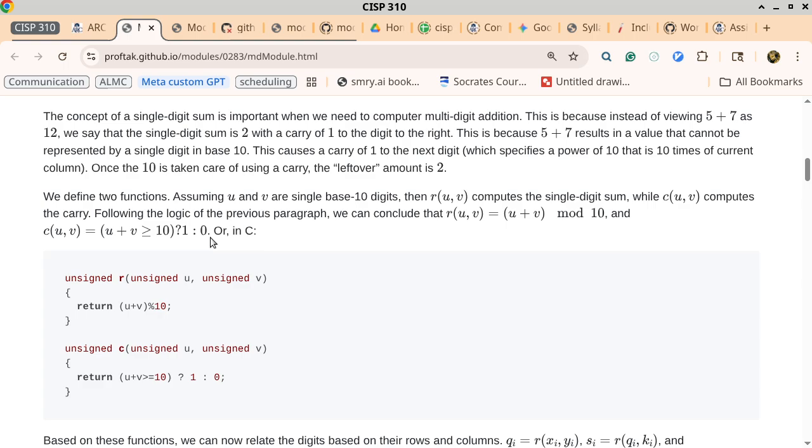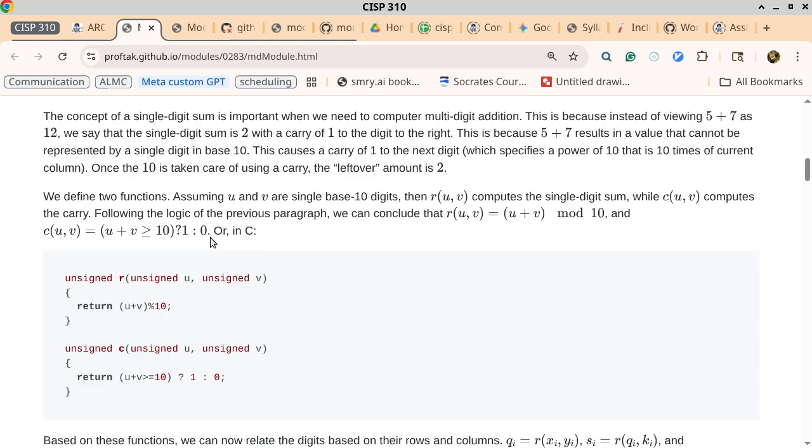Okay, so the answer is this is one way to do it. You add the two. If it is greater than or equal to 10, then you answer with a yes. If it is not greater than or equal to 10, you answer with a 0. That is how we determine whether the single digit addition of u and v is going to end up with a carry of 1 or carry of 0. Is that okay?